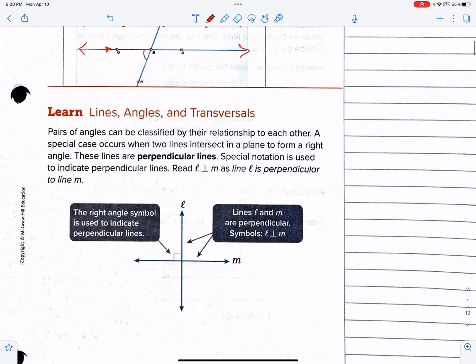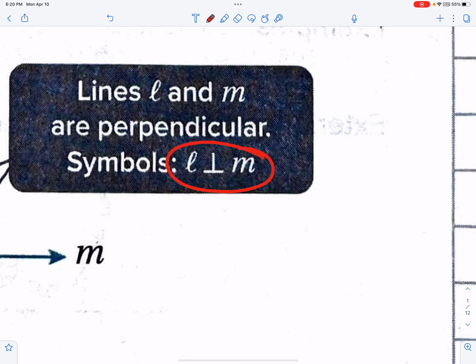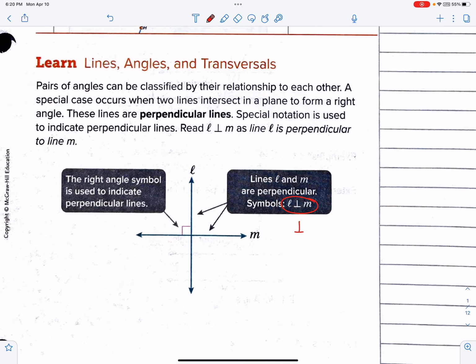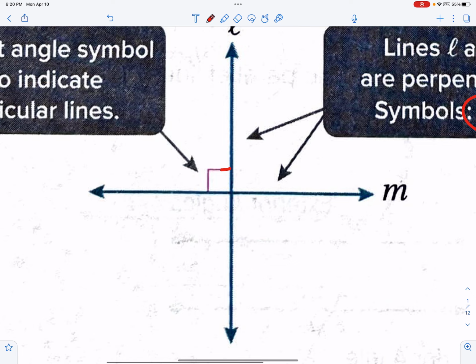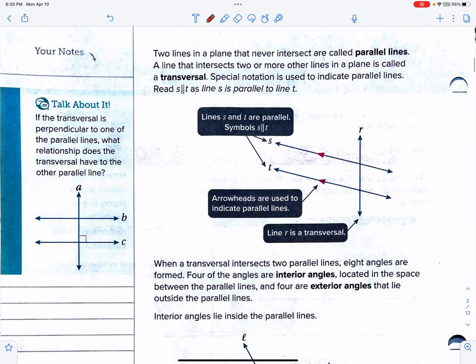So let's go ahead and take a look at your first section here for learn. They want you to understand what these symbols mean. When you have perpendicular lines, this means perpendicular. And then we obviously have our right angle symbol that you're well aware of. So let's head down to here and take a look at transversals. Any line that intersects two or more other lines in a plane is called a transversal. In this case, they're going through parallel lines, which create some special opportunities for us, like we talked about.